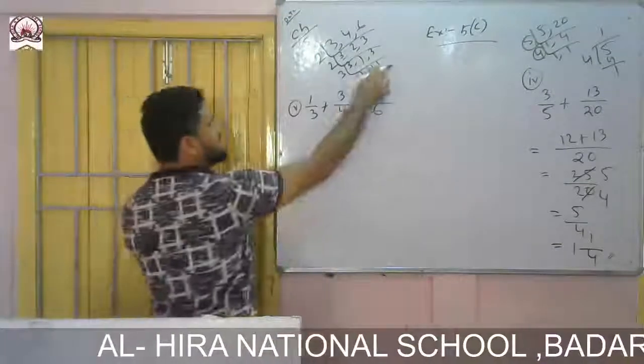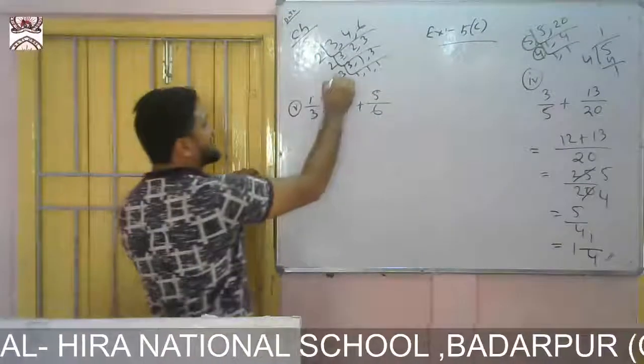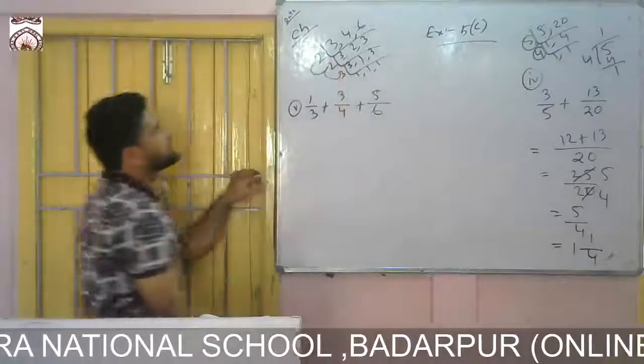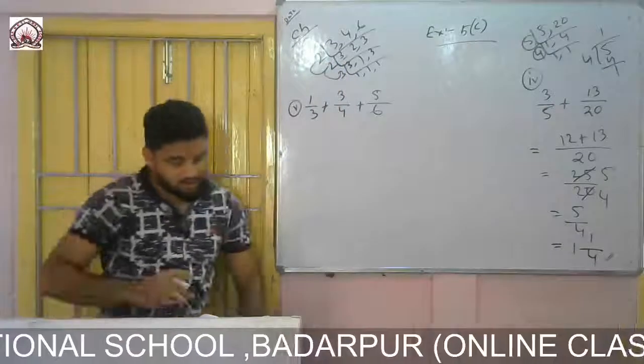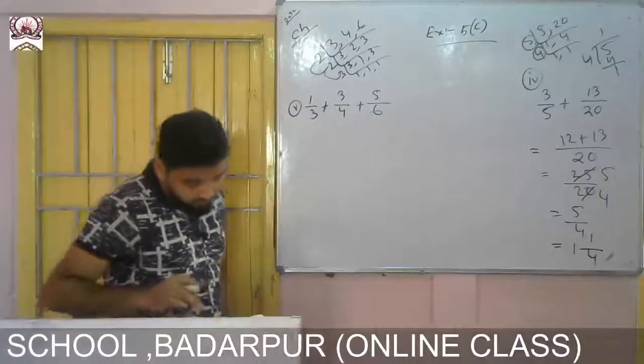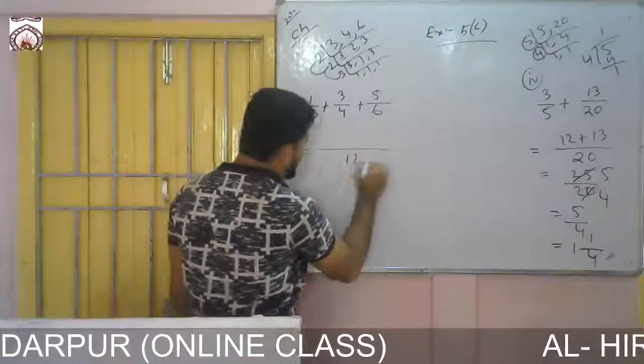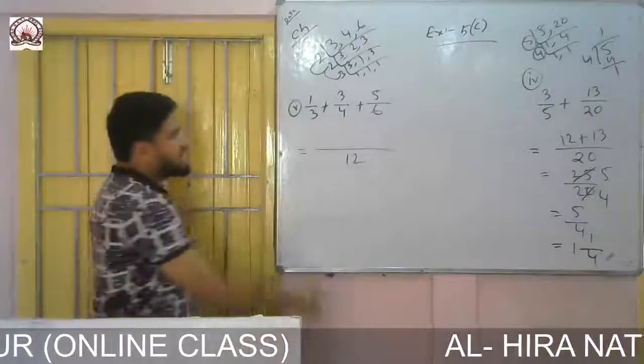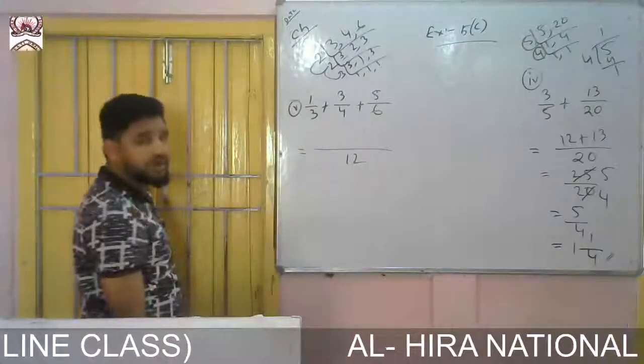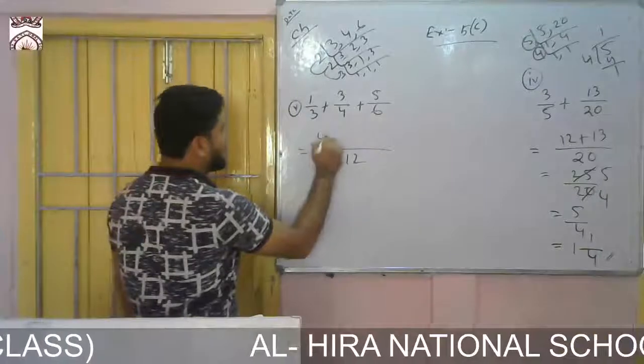Now you see if we multiply, then 1. So 3 2s are 6, 6 2s are 12. So the LCM is 12, I got. Now 3 how many is 12? 3 4s are 12, so 4 1s are 4.